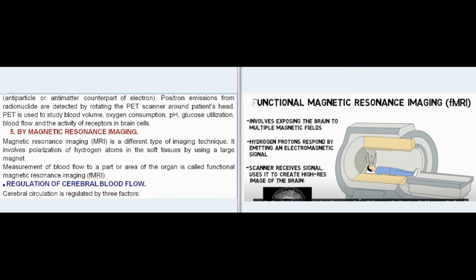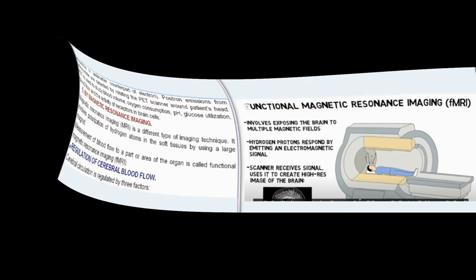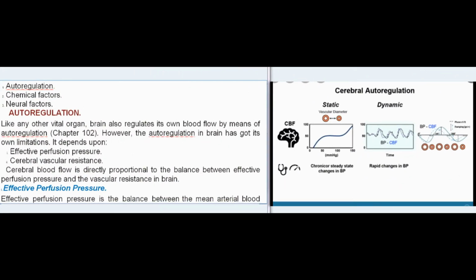Regulation of cerebral blood flow. Cerebral circulation is regulated by 3 factors: autoregulation, chemical factors, neural factors. Autoregulation. Like any other vital organ, brain also regulates its own blood flow by means of autoregulation, Chapter 102. However, the autoregulation in brain has got its own limitations. It depends upon effective perfusion pressure.